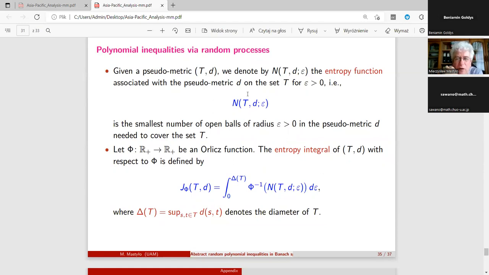Thank you. So we have a pseudometric, and by this symbol we denote the entropy function associated with the pseudometric. This is the smallest number of open balls with radius epsilon which cover our T. We have an Orlicz function, the entropy integral of this metric, semi-metric, pseudometric space with respect to phi is defined by the following. So we take the inverse of this convex function, and this is a function of epsilon. We integrate on the interval from 0 to delta of T. This is the diameter of T.